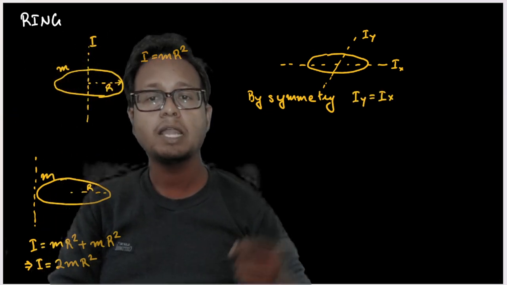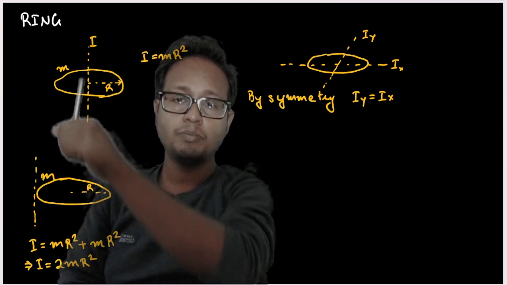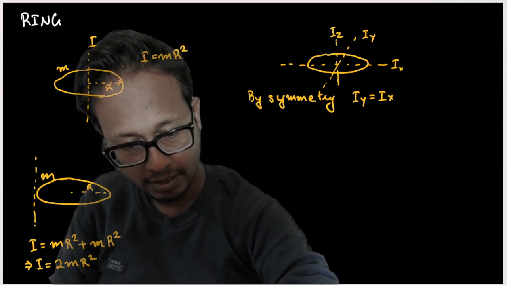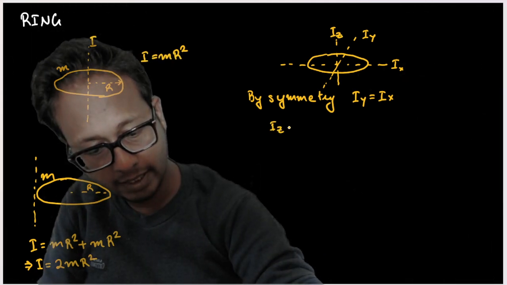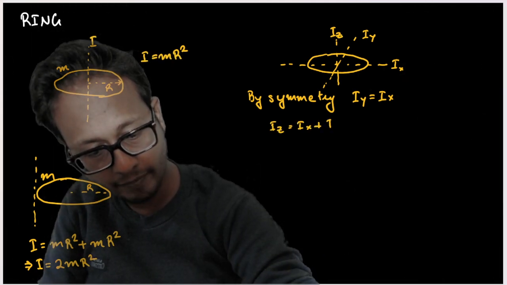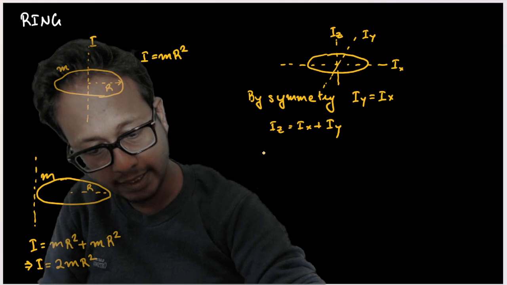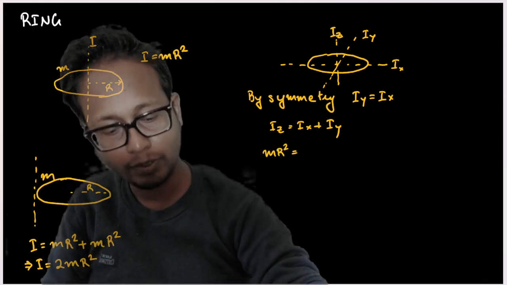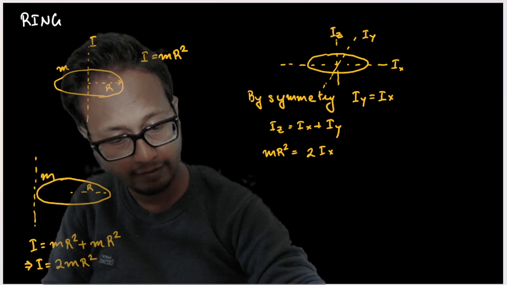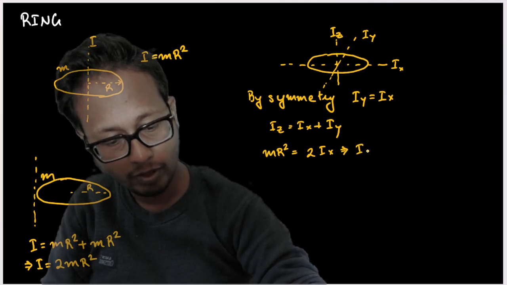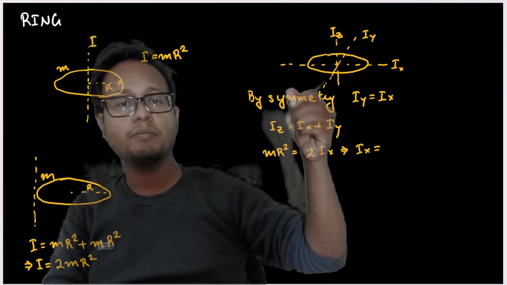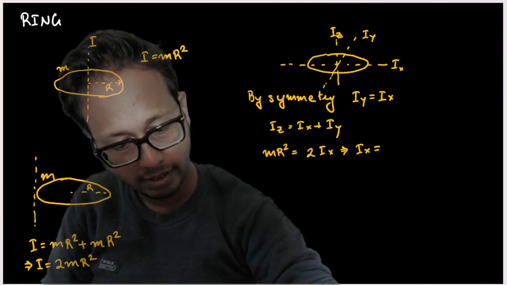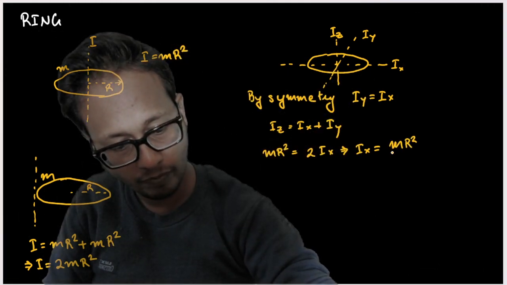Now I already know the moment of inertia through the perpendicular axis, Iz. So Iz is equal to Ix plus Iy, and Iz is nothing but m r square, and Ix is equal to Iy. So I can write 2 times Ix or 2 times Iy, it doesn't make a difference. The moment of inertia of the ring about an axis passing through the plane of the ring is nothing but m r square by 2.